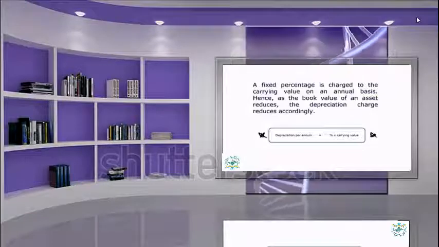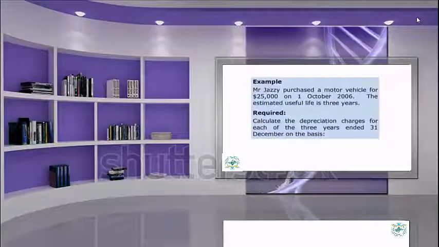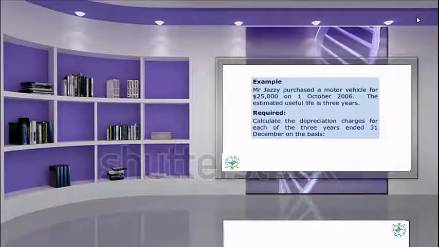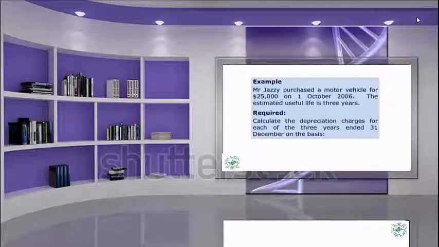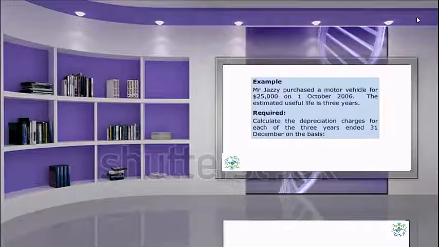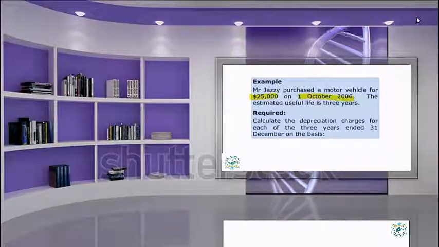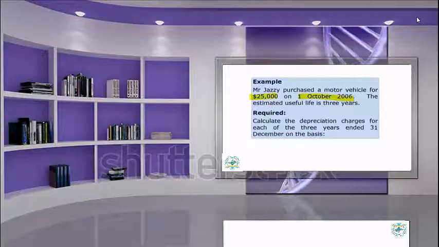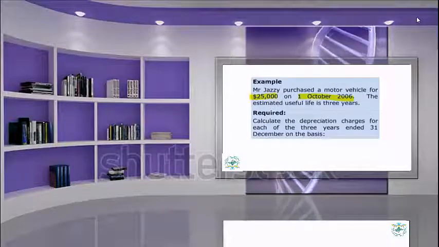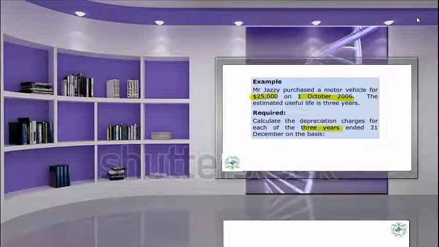So let's have a look at how we would calculate depreciation using reducing balance. In this example we've got Mr. Jazzy, who purchased a motor vehicle for $25,000 on the 1st of October 2006. The estimated useful life is 3 years. So we have the cost of the asset, the acquisition date, and the estimated life. It says to calculate the depreciation charges for each of those 3 years ended the 31st of December.